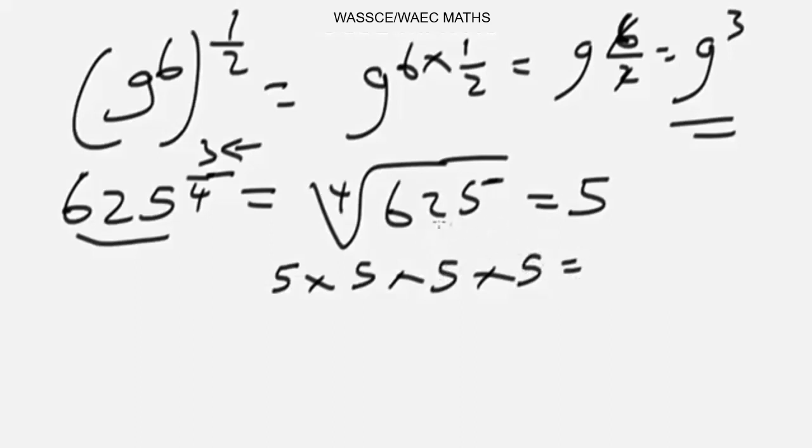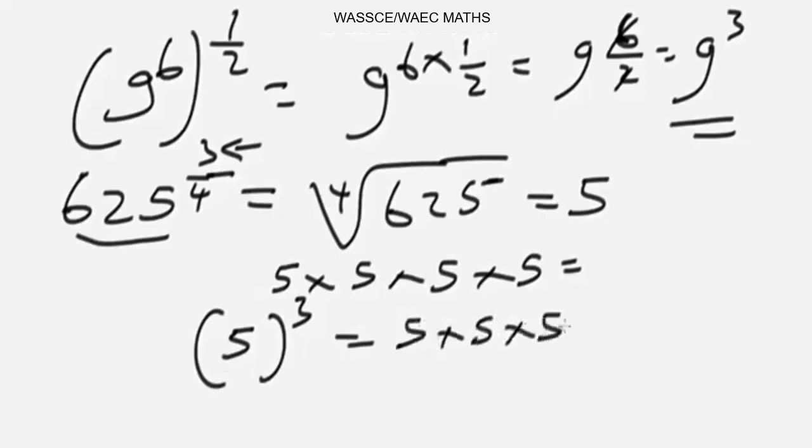Now that we have the 4th root to be 5, the last step is 5 to the power 3, which is 5 times 5 times 5. That gives us 125. That will be the answer.